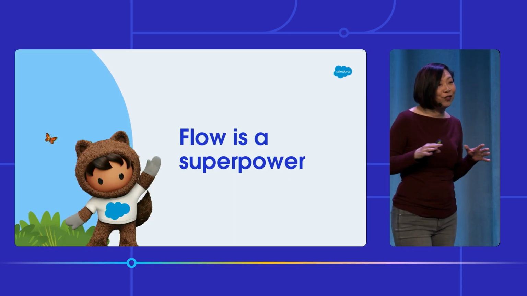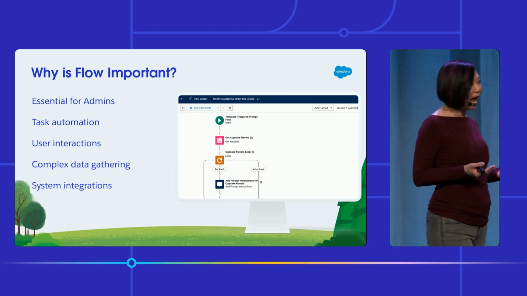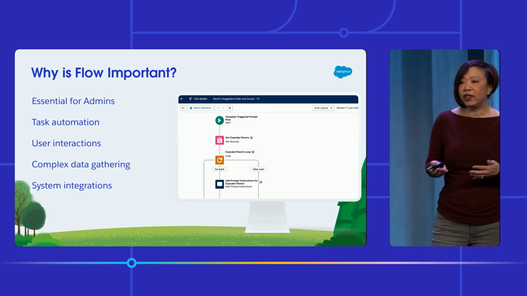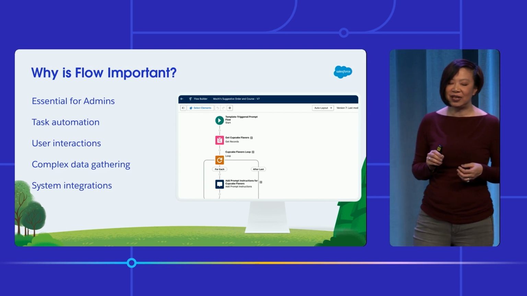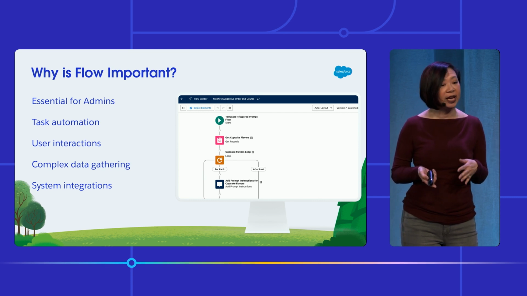So let's talk about how Flow is an admin superpower. I absolutely love Flow, and it's really important because Flow Builder is our automation tool to automate business processes. And you can automate all various types of tasks, like creating a to-do list, making data manipulations, anything that you basically need to do to support business processes. You can also use screen flows for enhancing user interactions. And again, with that complex data gathering, you can use Flow Builder. Lastly, you can also bring in system integrations using HTTP callout.